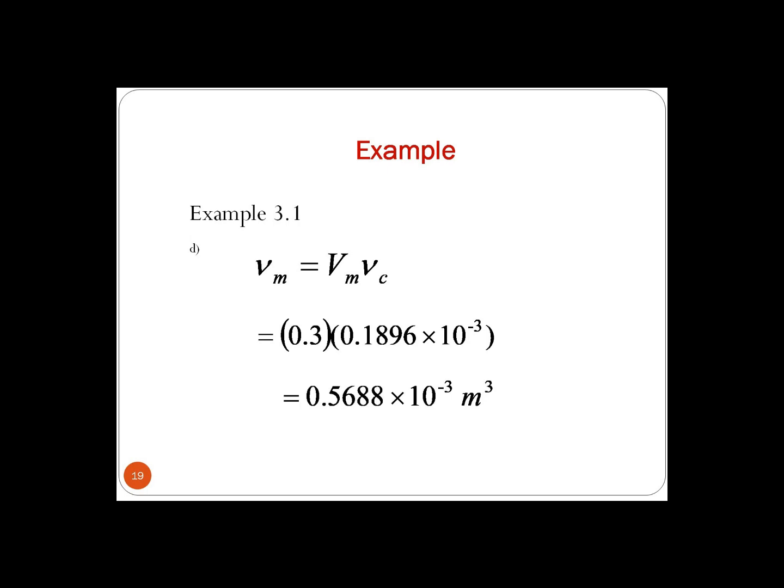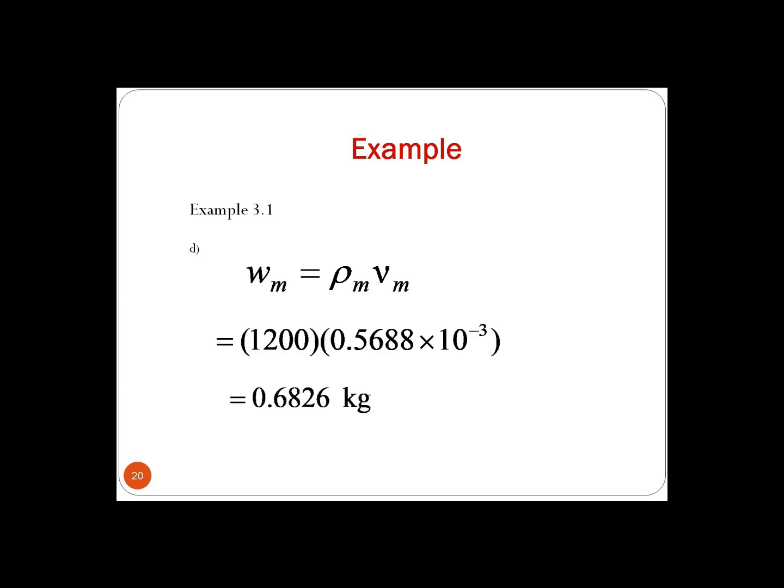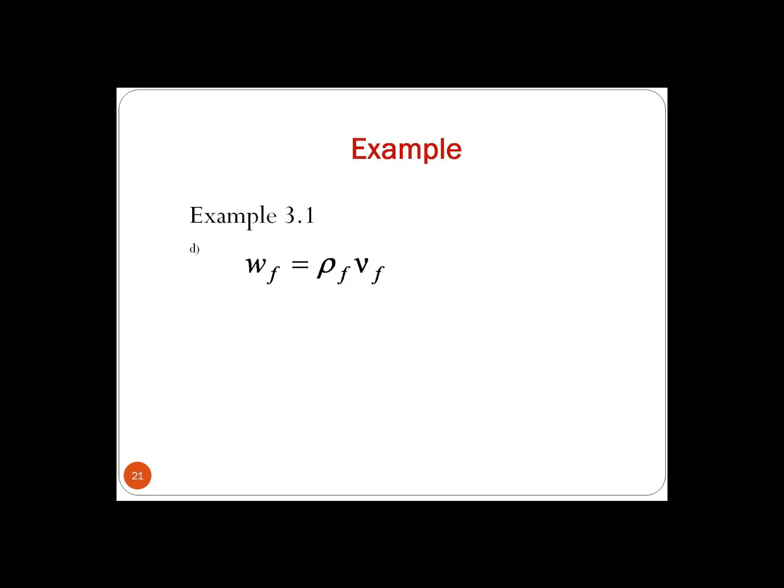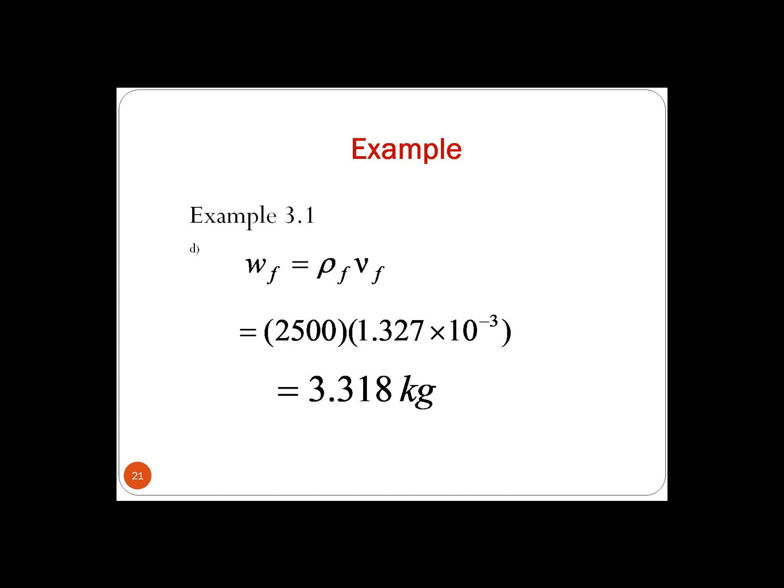Similarly, matrix volume fraction capital Vm is the ratio of small vm to the small vc, it means matrix volume to the composite volume, and we may calculate. Now we can calculate the weight of the matrix as the product of the density of the matrix and the volume of the matrix, that is rho m times vm, and here it is. Now weight fraction, small wf, will be calculated as the product of rho f and vf.